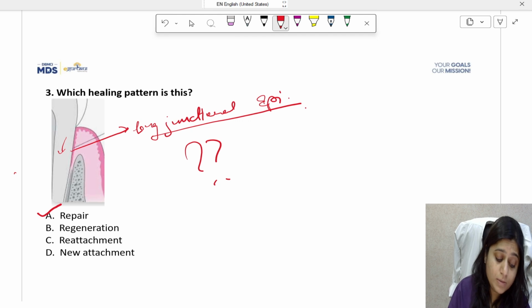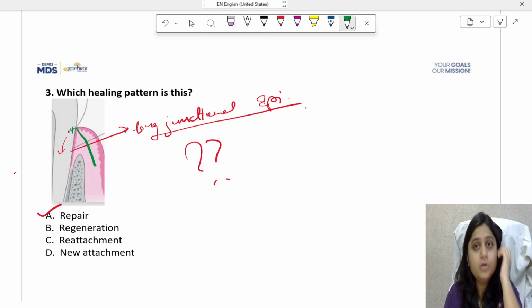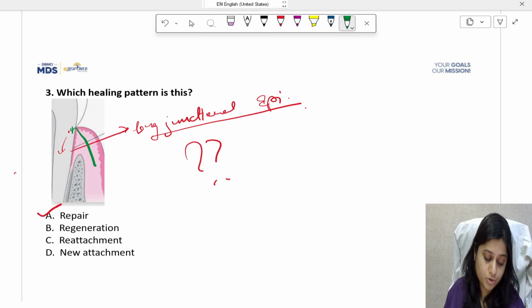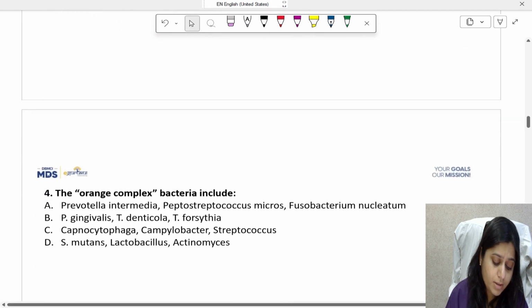In new attachment, whenever we are using a GTR membrane, the epithelial cells are prevented from moving downwards, and the periodontal ligament cells, the fibroblasts, get sufficient time to form periodontal ligament, and osteoblasts get sufficient time to form the bone. So they will form the new attachment. Regeneration and new attachment are nearly the same, but in Carranza, two different definitions are given for both. So just mug up the definition, and if the same definition is asked in the exam, that will be the answer.